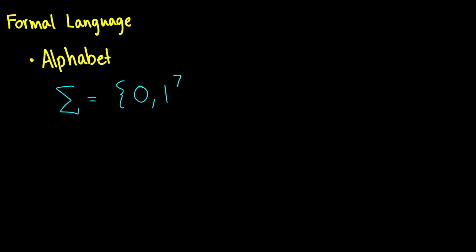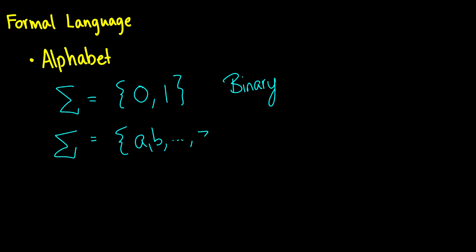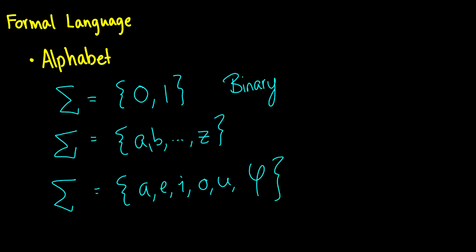So for instance, for computers with binary, we have the acceptable alphabet being zeros and ones. But perhaps if you are speaking English and writing English words, you want all the letters up to Z in your alphabet. And perhaps maybe you really only want to work in vowels because you don't like consonants. So you have A, E, I, O, U, and maybe you really love the Greek letter phi, so you throw that in there too. You can define an alphabet however you want.